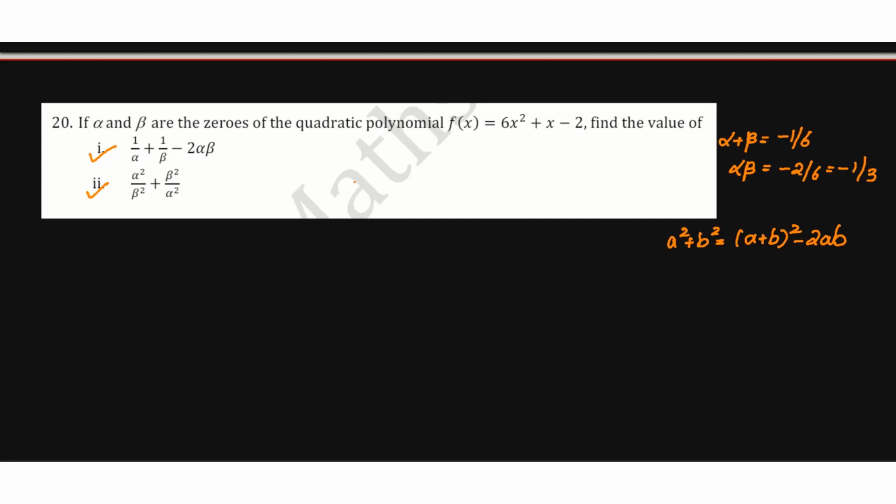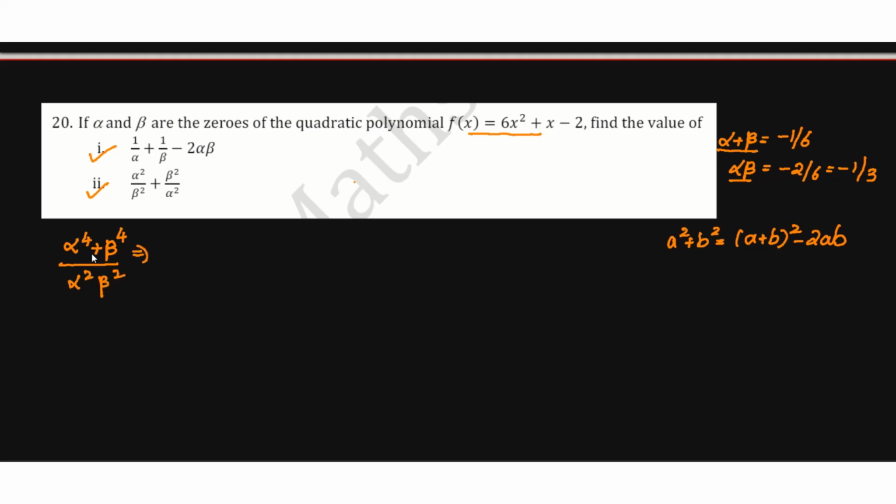20th question, second subdivision. If alpha and beta are the zeros of the quadratic polynomial f of x, find the value of alpha square by beta square plus beta square by alpha square. First, we are going to express this term as something which we know. We only know alpha plus beta and alpha beta. So we are going to take the LCM for it, alpha power 4 plus beta power 4 by alpha square beta square, right?